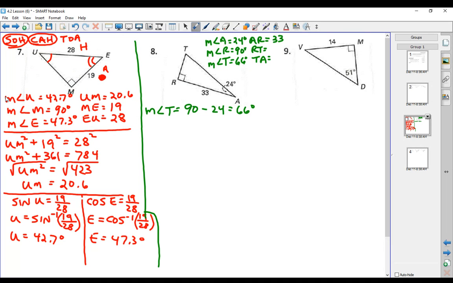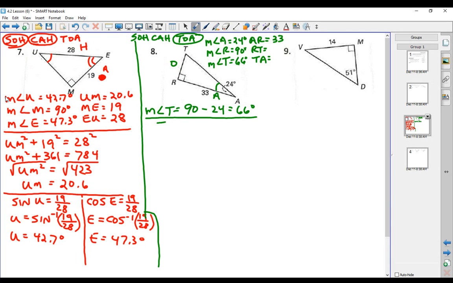Now, in terms of the angle that I know, angle A here, side TR is my opposite side, and side AR is my adjacent side. So if I'm doing SOHCAHTOA, opposite and adjacent have to do with the tangent function. So I'm going to have to use tangent in order to find those measurements.